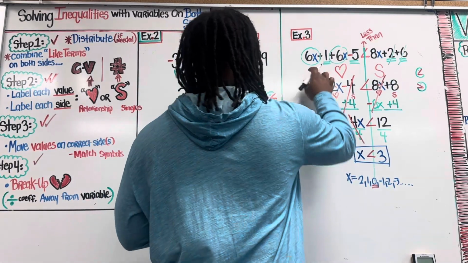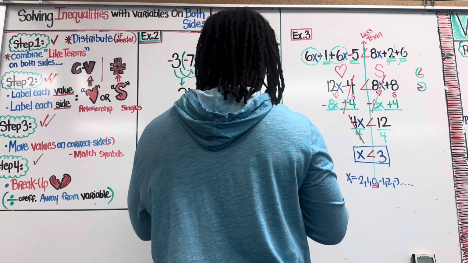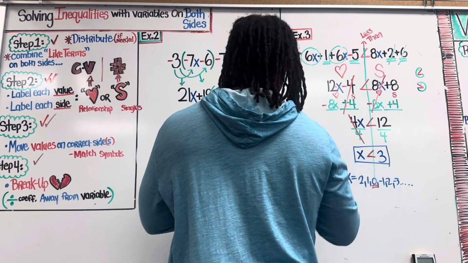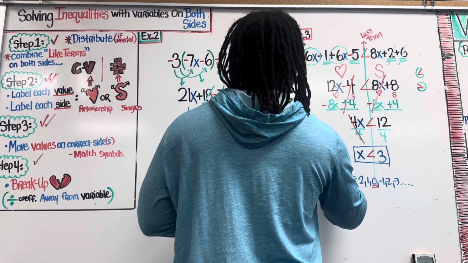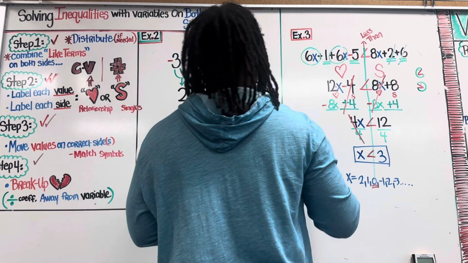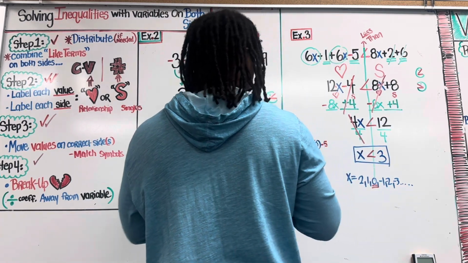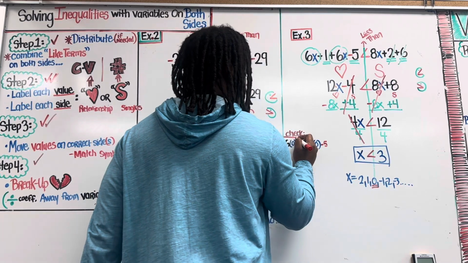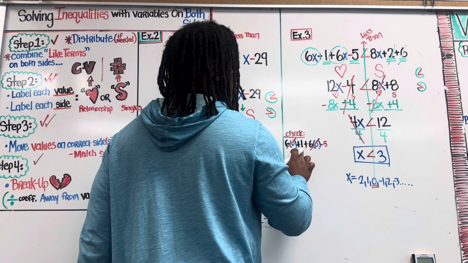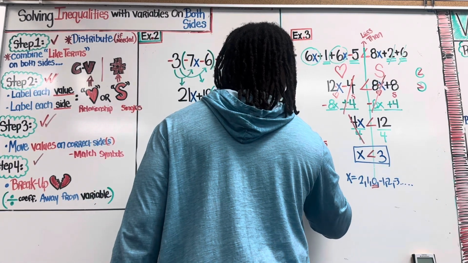So I have 6, and wherever I see an x, I'm gonna put a 0. I have 6 times 0 plus 1 plus 6 times 0 minus 5, right? And it has to be less than the other side, right? So let's just check. I have 6 times 0, which is nothing. 6 times 0 there, which is nothing. And I have 1 minus 5, which is -4.